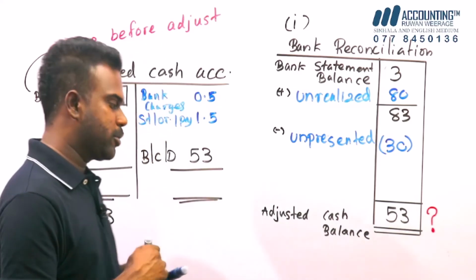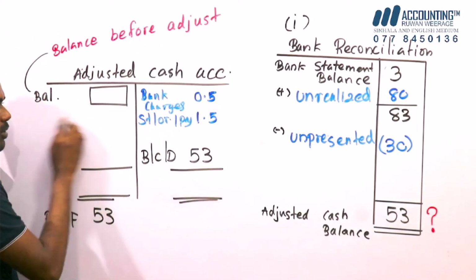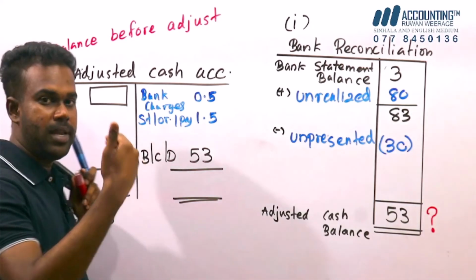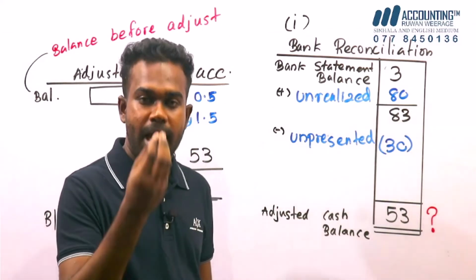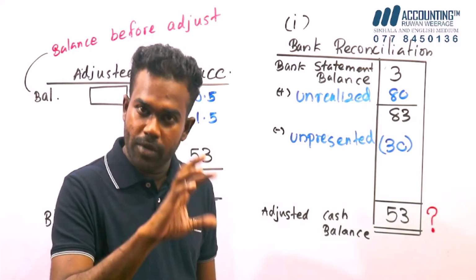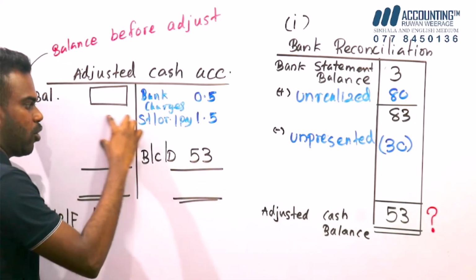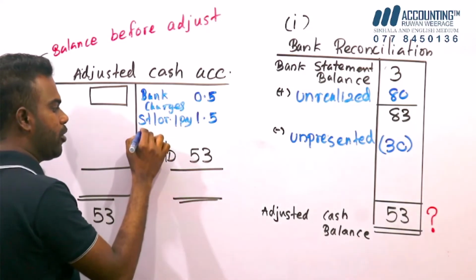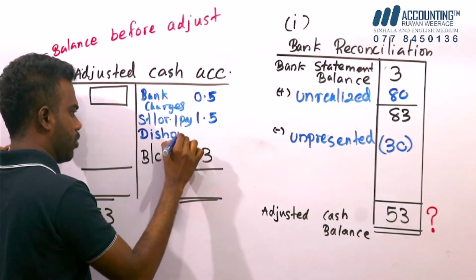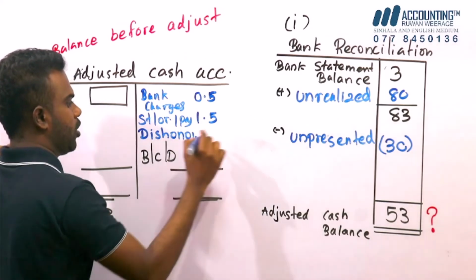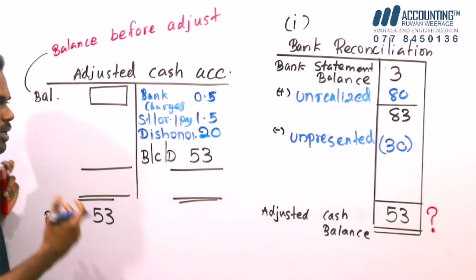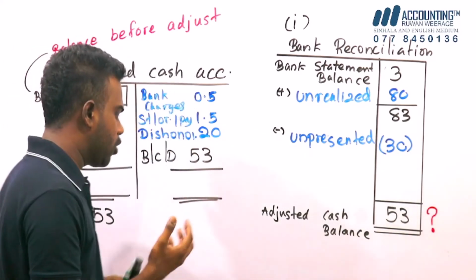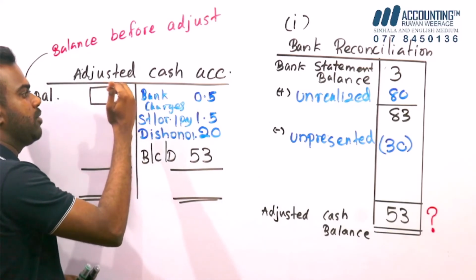When we are depositing, we recorded on the debit side, right? We recorded deposits on the debit side, but the bank has rejected it, dishonored. So we have to remove that deposit. When depositing, we record on the debit side; when dishonored, again we have to remove it. How much? 20,000. Yes, these are the omissions we have to consider when preparing the adjusted balance.